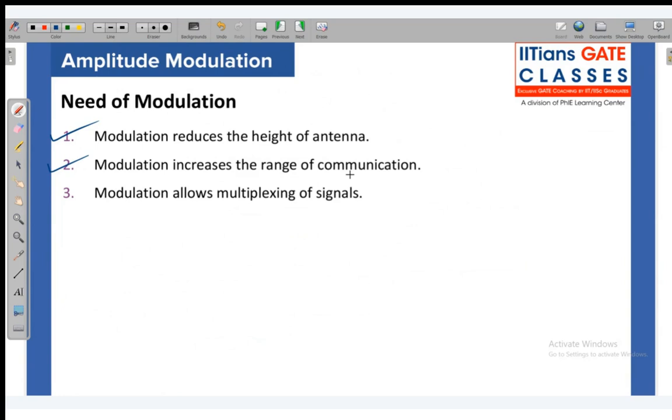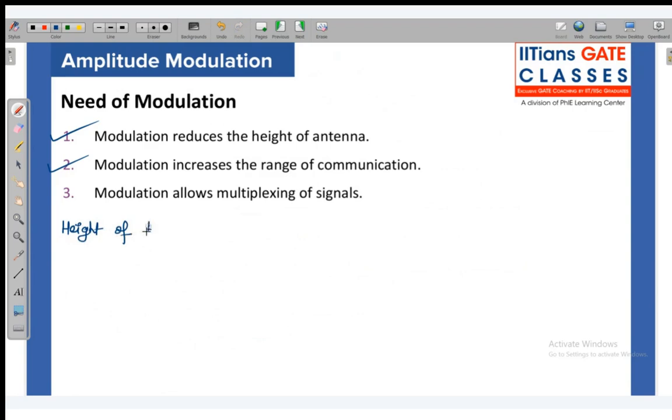Now the next point written here is that modulation reduces the height of the antenna. Okay, so how are we saying this height of antenna is reduced? That can be understood by taking one example, the height of a half wavelength antenna.